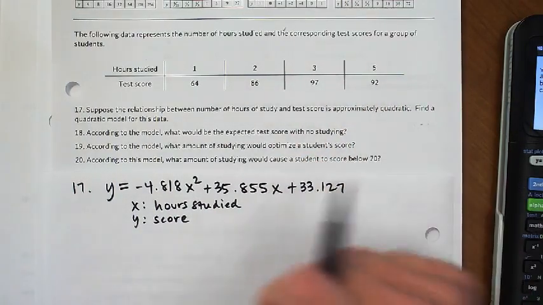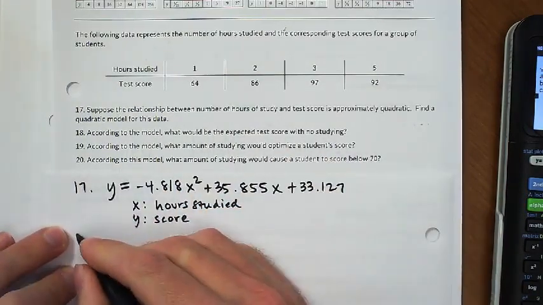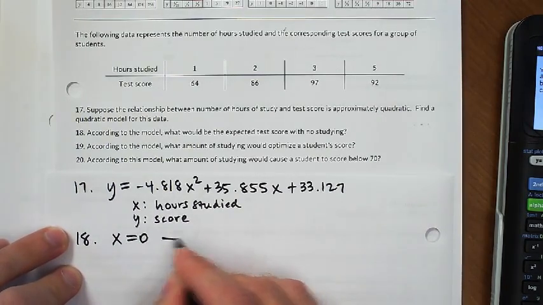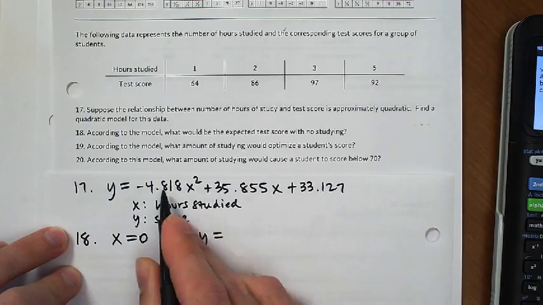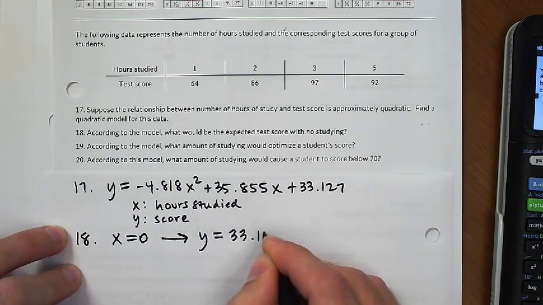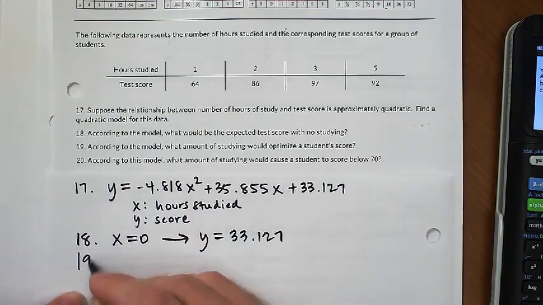All right, so now what am I doing here? Okay, 18, what would be the expected test score with no studying? Okay, so no studying is x equals 0. That would lead me to believe that this will be 0, 33.127. Okay, no studying, we're not predicting you're going to get a very good score.